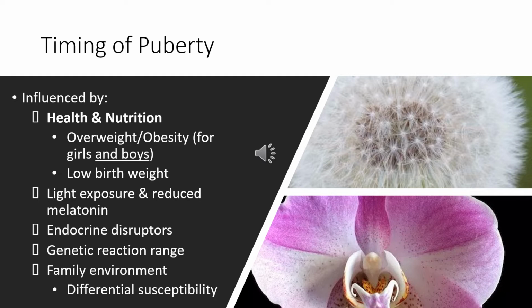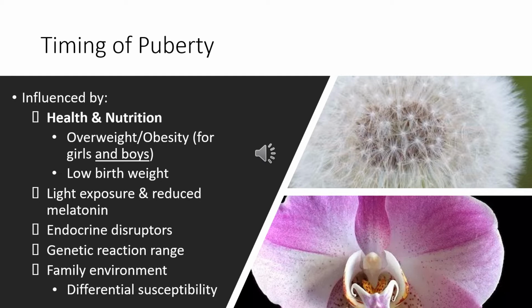And then lastly is family environment. There has been a history of research basically showing that the more positive family environment a child has, like parent-child warmth or cohesion, the later they are likely to go through puberty, obviously within their genetic reaction range. And research also suggests that harsh parenting or child maltreatment, for example, predict earlier puberty in daughters.